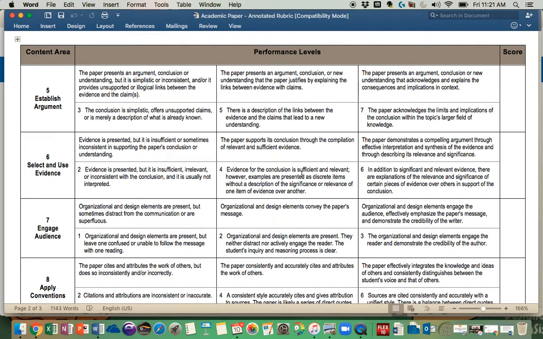Okay, for a medium paper, evidence for the conclusion is sufficient and relevant. However, some examples are presented as discrete items without a description of the significance of one item of evidence over another. It means you probably just listed your results, but you really didn't explain what they meant too well. Okay, and then over here, you presented evidence, but it's insufficient, irrelevant, and inconsistent with its conclusion. And it's usually not interpreted at all. So, like, do not be down here. There's no reason for anybody to be down here in this low column.